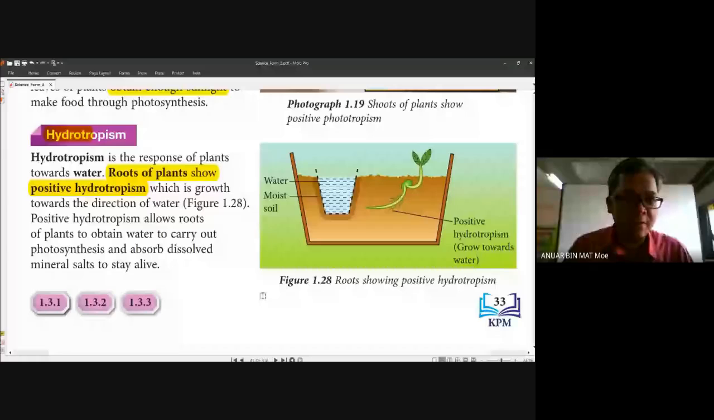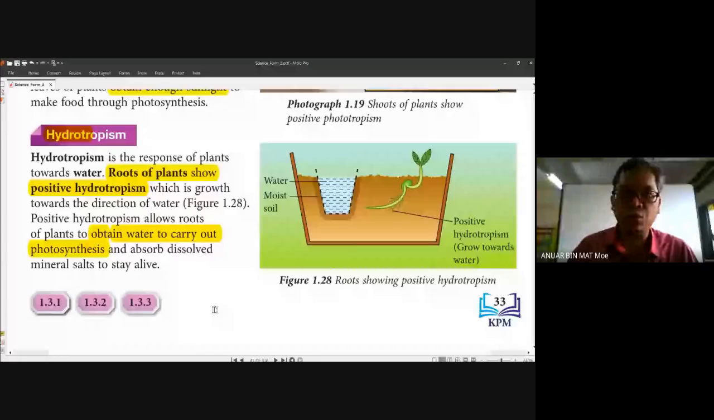Roots here, we call it positive hydrotropism. Why? Because it will go to the water. Okay? Positive hydrotropism. Hydro mean water. Okay? Boleh faham? Why it need to go to the water? Because it need to obtain the water to carry photosynthesis. Okay, dia mesti akar ini dia pergi kepada air.